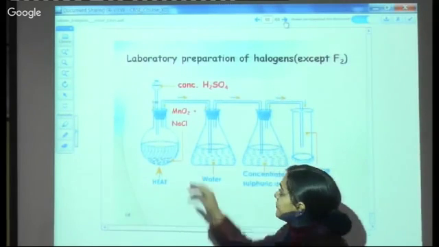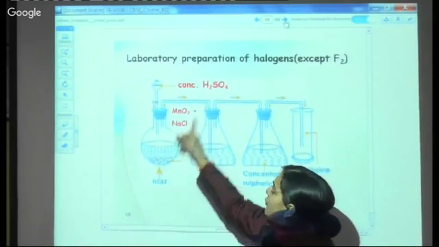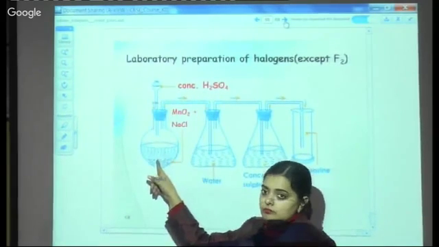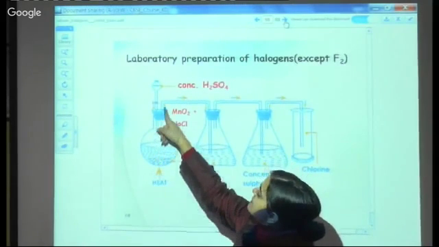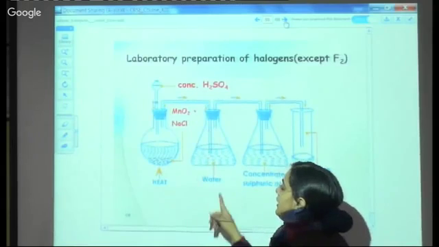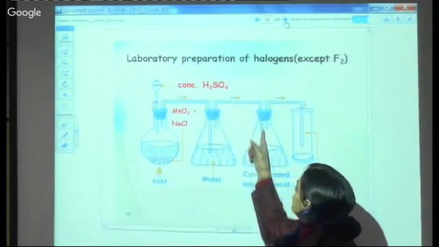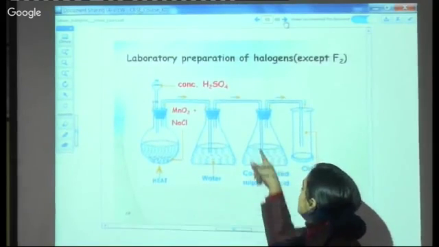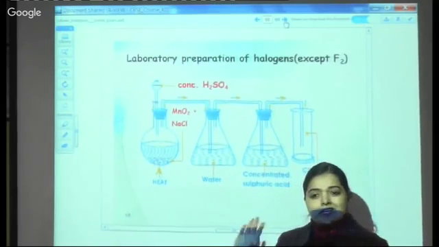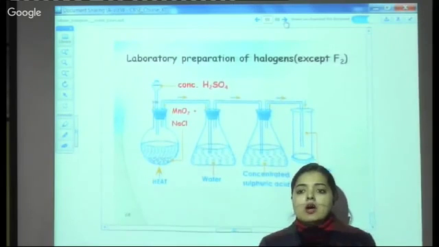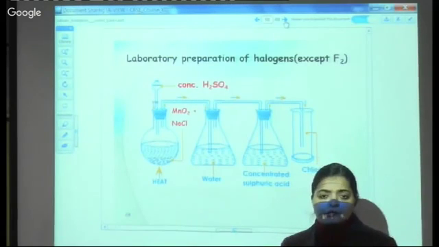Fine. Along with MnO2. If I heat, providing H2SO4 to the same, what will happen? Some gas will pass through here and will settle in water. And then I let it move through concentrated sulfuric acid, which allows the chlorine. Now this is very easy to see and understand, but what are the chemical reactions undergoing in this kind of lab apparatus? Let's see.